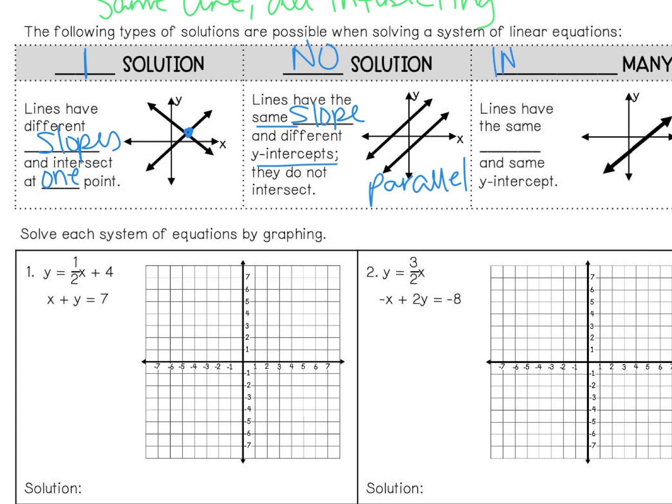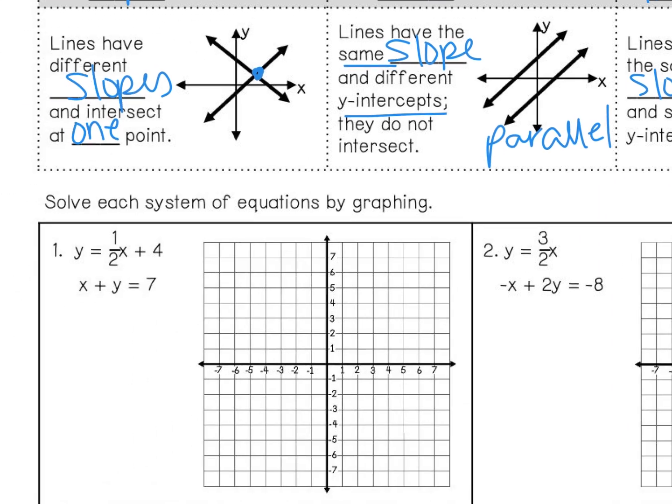We have infinitely many solutions if they have the same slope and the same y-intercept. They are identical. If they're identical, they have infinite solutions because every single point on that line overlaps. Does that make sense? All right, let's look at example 1.